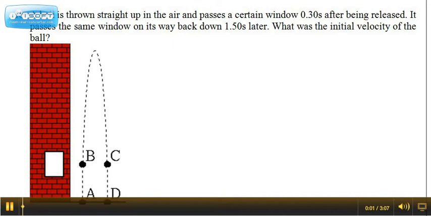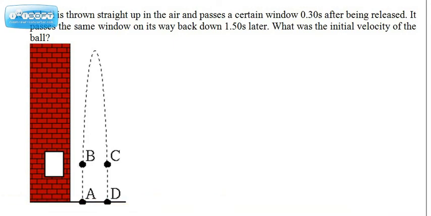Science 3400, assignment 2, number 10. A ball is thrown straight up in the air and passes a certain window 0.3 seconds after being released. It passes the same window on the way back down 1.5 seconds later. What was the initial velocity of the ball?